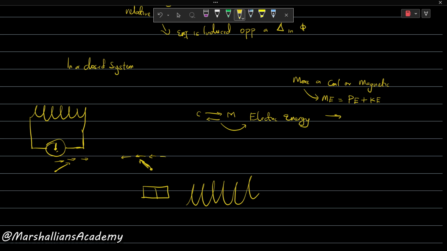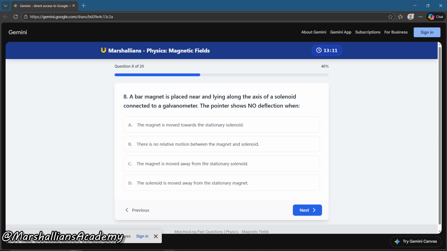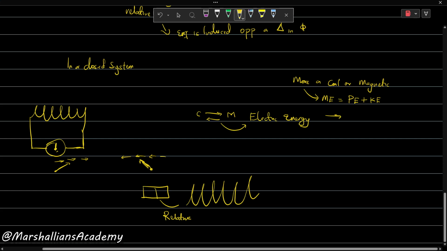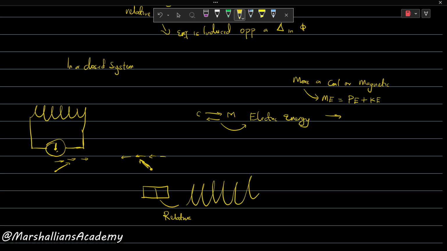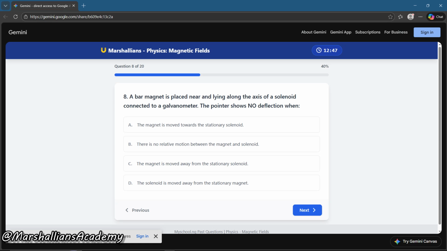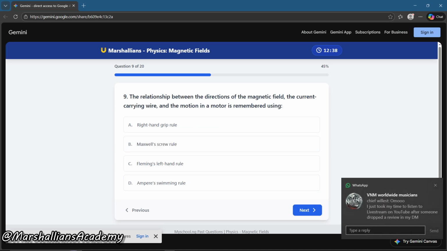And for there to be an induced EMF, there has to be relative motion. It means it has to be moving, it must not be stationary, right? If there's relative motion, there's going to be induced EMF and induced current, which would cause the galvanometer to deflect either to the left or to the right. But should both of them be stationary and there is no relative motion, then there is no induced EMF, which means there is no induced current, which means the galvanometer pointer would not deflect. So the pointer shows no deflection when the answer is no relative motion between the magnet and the solenoid.